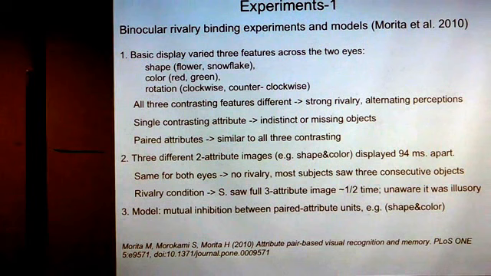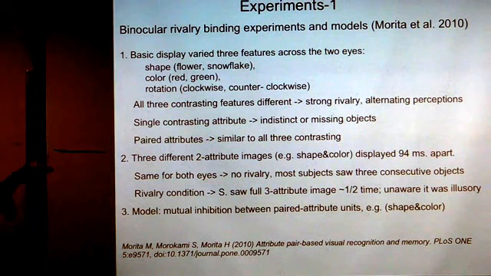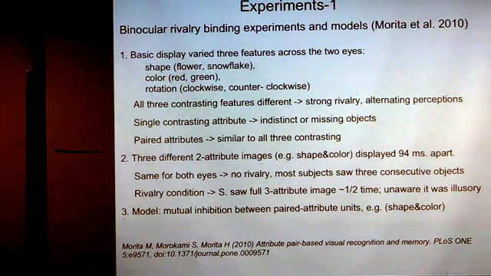And so what they did is they stressed it by binocular rivalry. Good way to do that. So they had a basic display with three features, and if they put all three contrasting features, the system overloaded and it got binocular rivalry and it saw only one or the other and it would flip. If they had a single contrasting attribute, you didn't get any real clear perception. The important point from their point of view is that if you had paired attributes, it behaved more or less the same as it did when you had three.